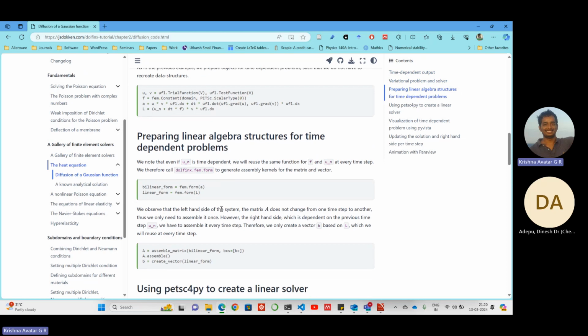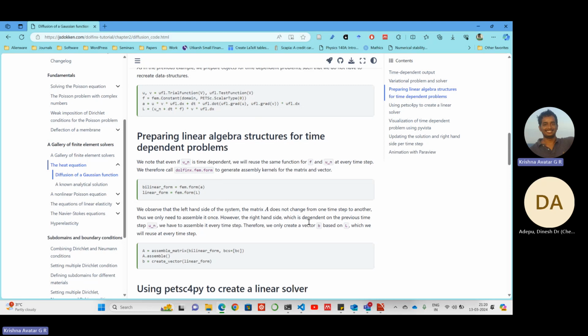So we observe that the left hand side of the system, the matrix A, does not change from one time step to another, right? Okay. Thus, we only need to assemble it once. This you clearly understand, because the expression is not going to change. Right. Just the values, of course. Yeah, the values will change, but the expression overall will remain as it is. Yeah, the symbolic expression is the same. And thus we only need to assemble it once.